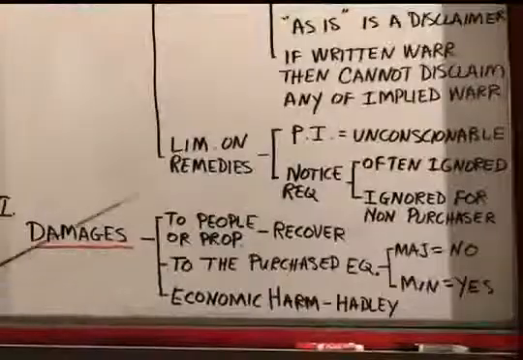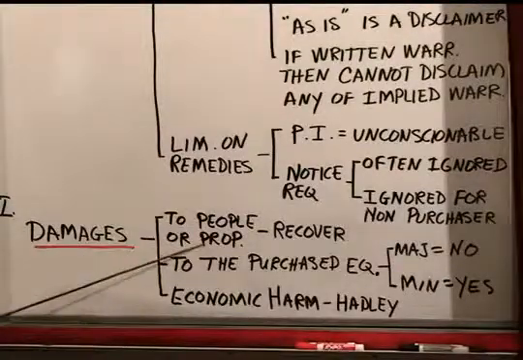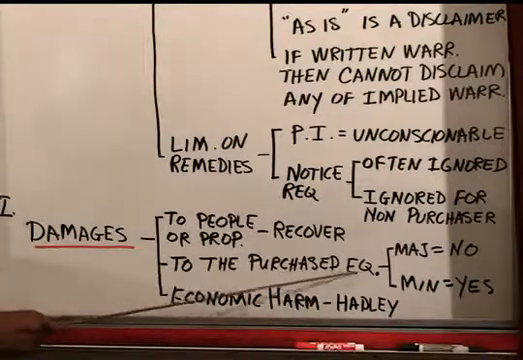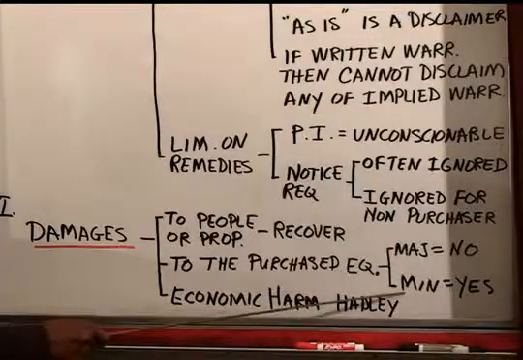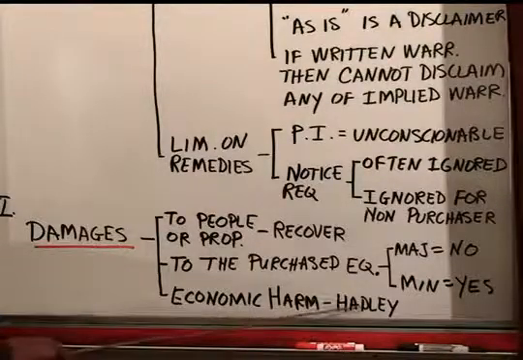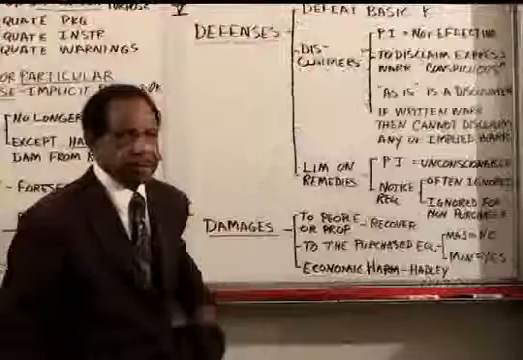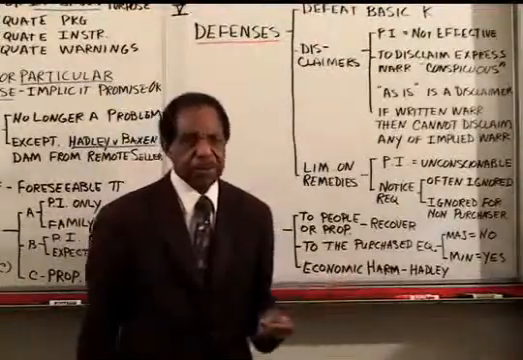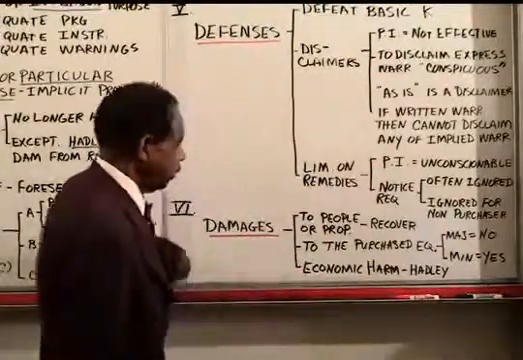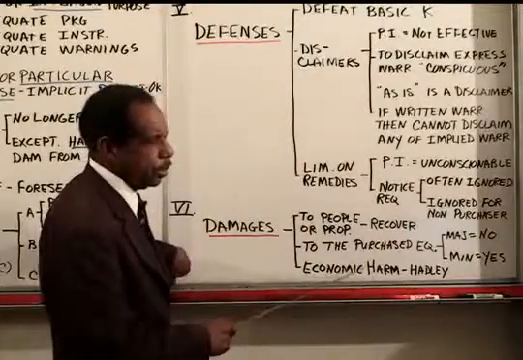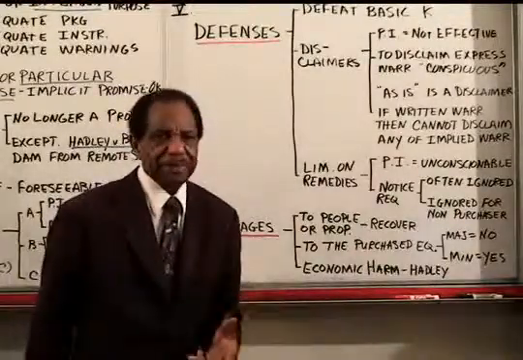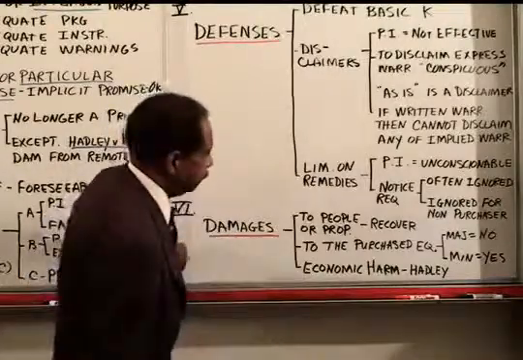Finally, the damages you can get. If damages are to people or property, there's no problem recovering that. That type of damage is recoverable. If the damage is to the purchased equipment, the majority rule is no. In a few jurisdictions you can recover. For recovering economic harm, you apply Hadley versus Baxendale, and if the economic harm, loss of profits, for example, is made foreseeable at the time the contract is formed, then you may be able to get that. Notice you cannot get this economic harm under either negligence or strict liability unless that economic harm is connected to some other type of injury that you can collect for. Okay.